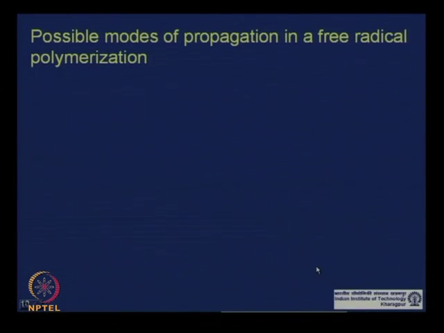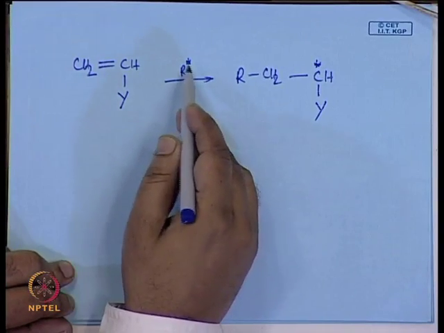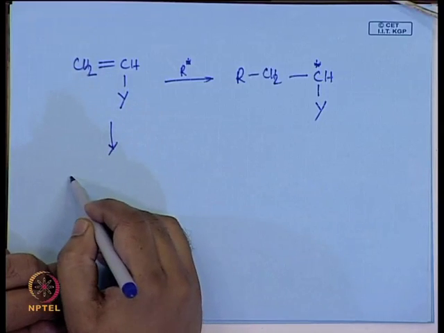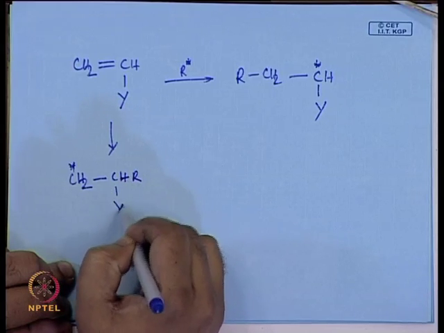Okay, now what if you have a monomer like this, CH2, again coming back to that very simple monomer. Now, R star can react on this carbon or this carbon. If it reacts with this carbon, then it forms this, and if it reacts with this carbon, then it forms something like this.